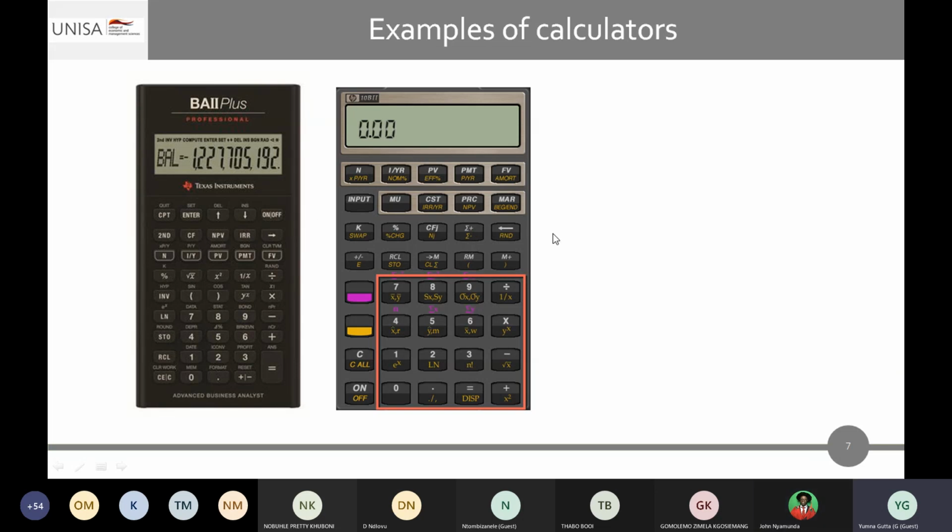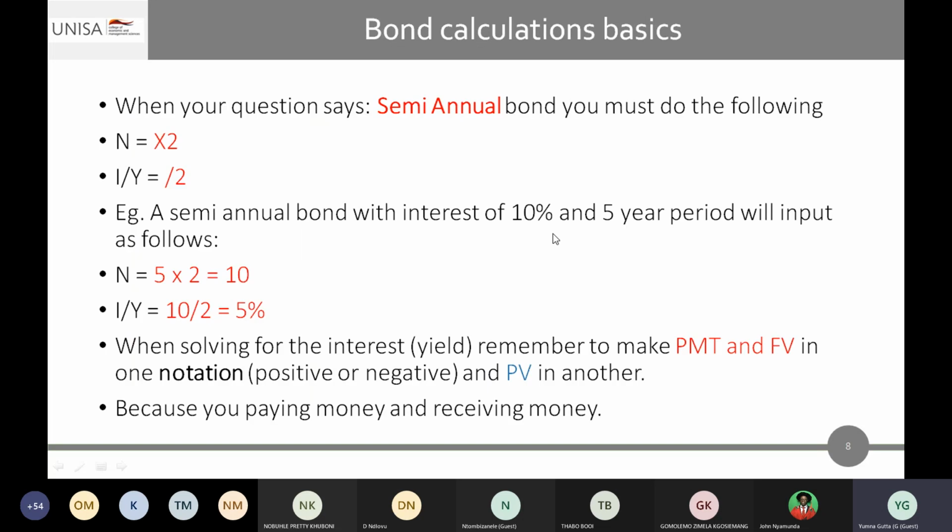But basically, I just wanted you to be familiar with the keys we're going to use. With regards to bond calculations, when your question says semi-annual, you must do the following. Your period will be times 2, but your interest rate will be divided by 2. So if you have a 10-year bond, the period will be 20 because you're getting 20 interest payments: one payment in June, one in December, for 10 years. But because we're working with 6-month periods, we divide the interest rate by 2. Whenever you multiply the years by 2, you divide the interest rate by 2.